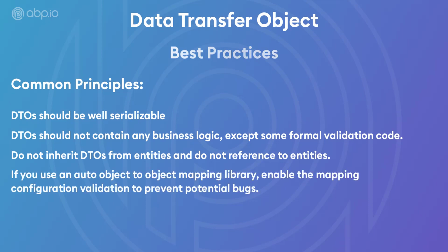If you use an auto object-to-object mapping library like AutoMapper, for example, you should enable the mapping configuration validation to prevent potential bugs.